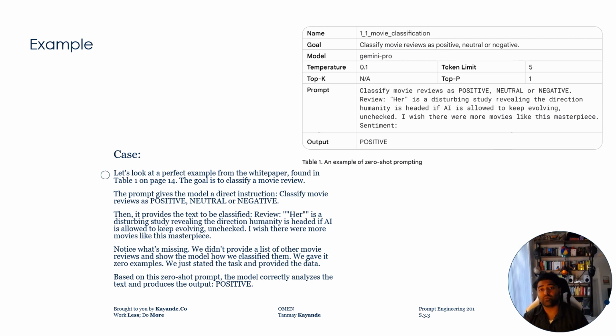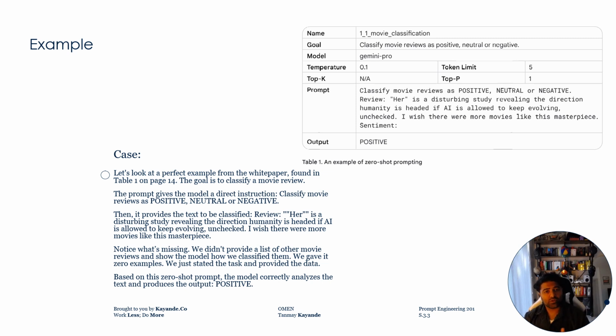Let's look at an example from the Boonstar paper, found on table 1 of page 14. The goal is to classify a movie review. The prompt gives the model a direct instruction: classify movie reviews as either positive, neutral, or negative. Then it provides the text to be classified. Review: the movie Her, and then it gives a whole description.